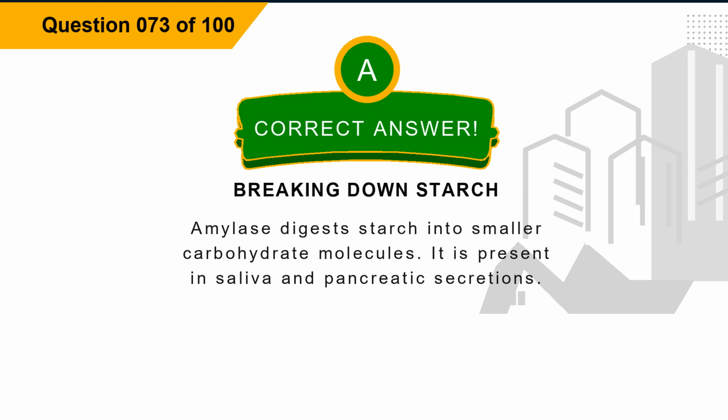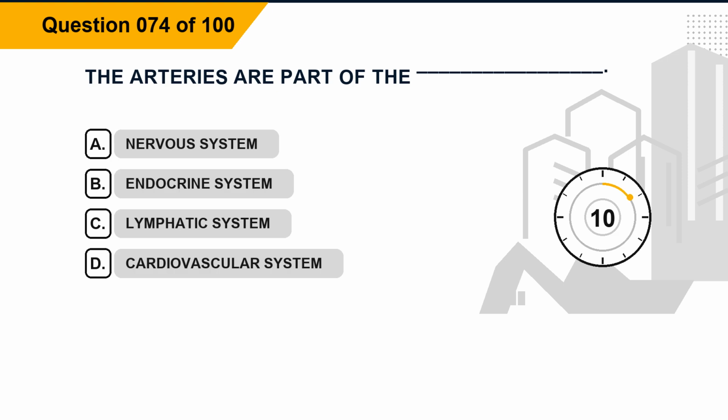Explanation. Amylase digests starch into smaller carbohydrate molecules. It is present in saliva and pancreatic secretions. Question 74. The arteries are part of the blank.